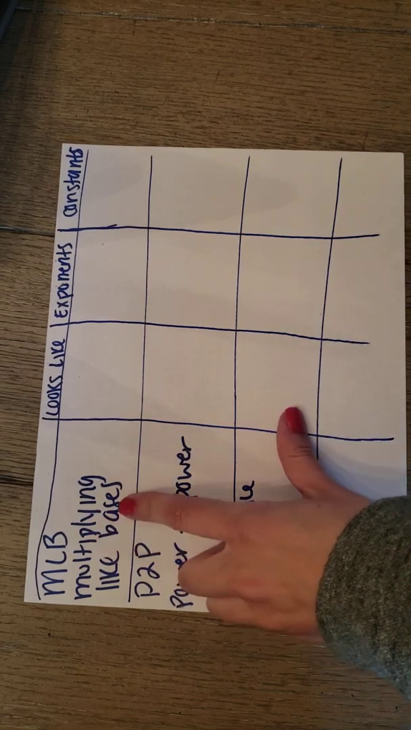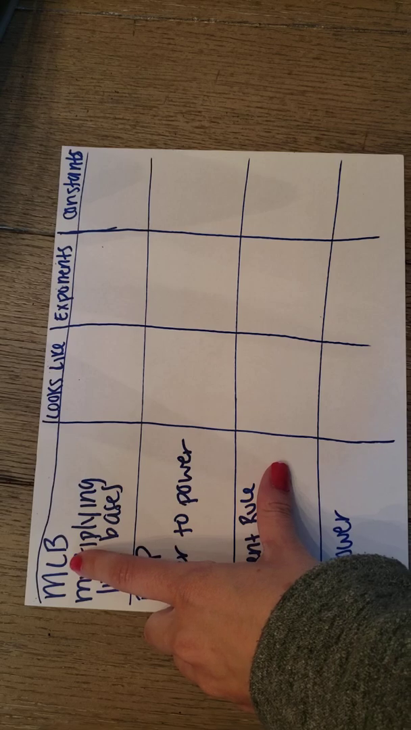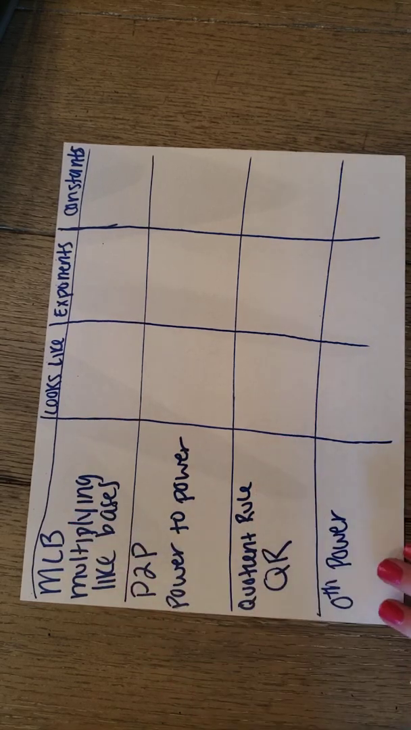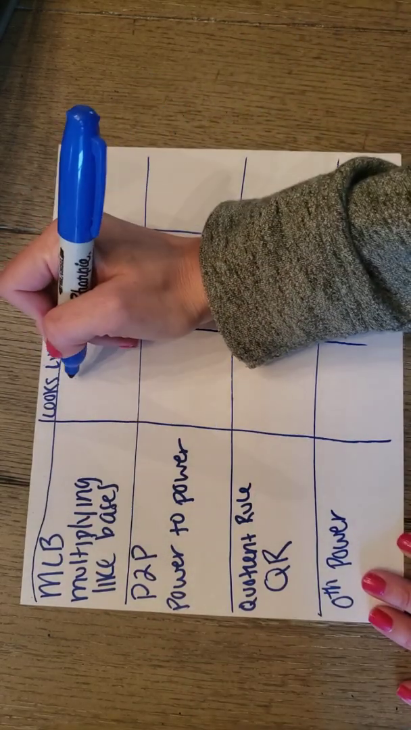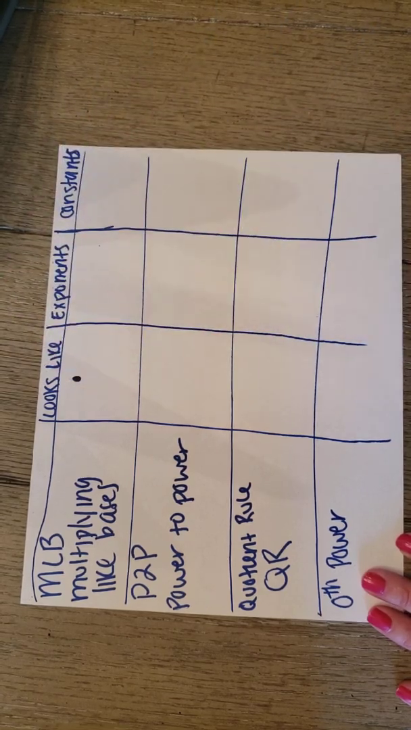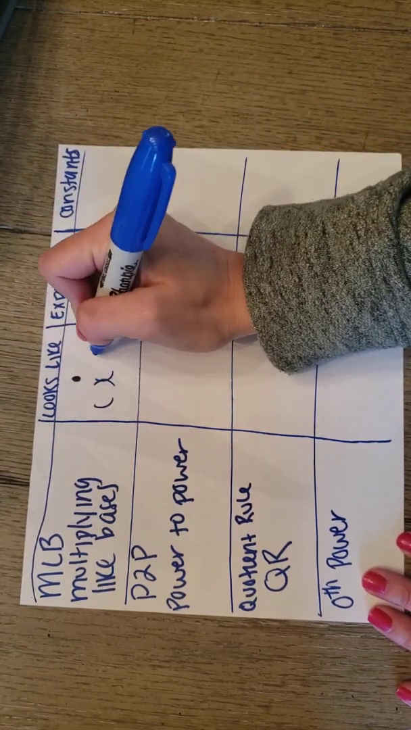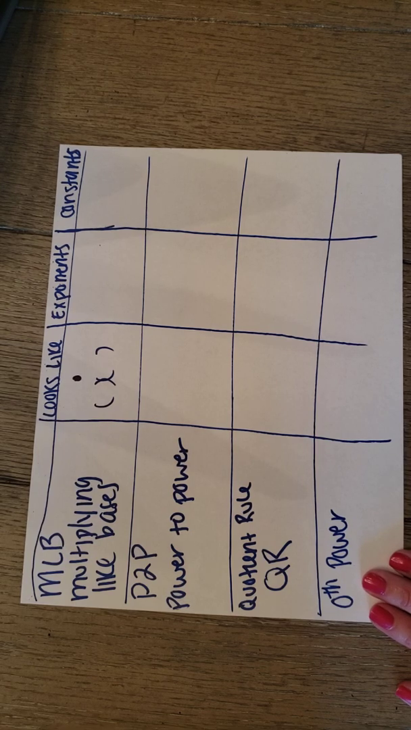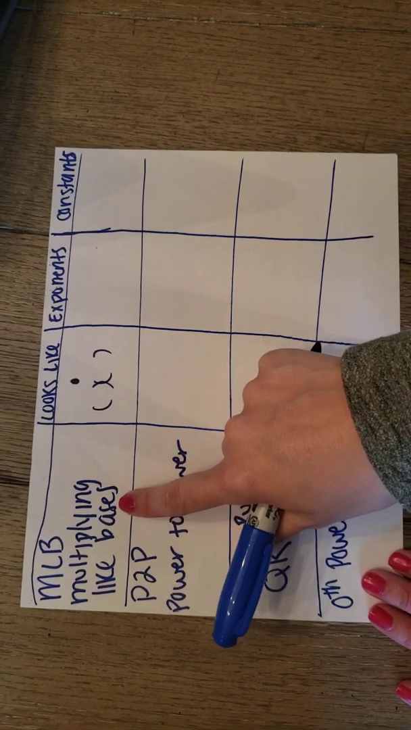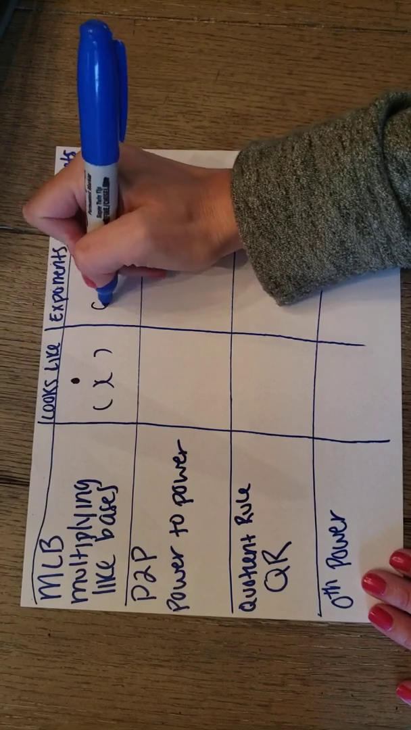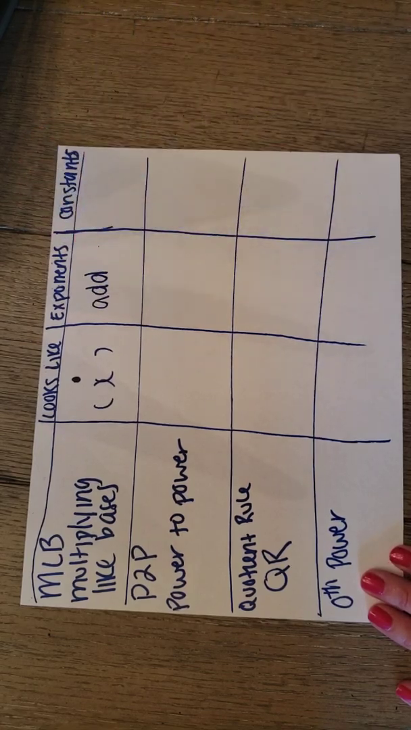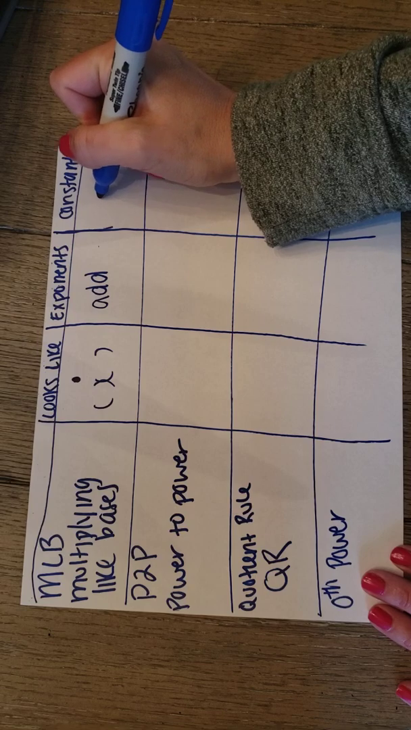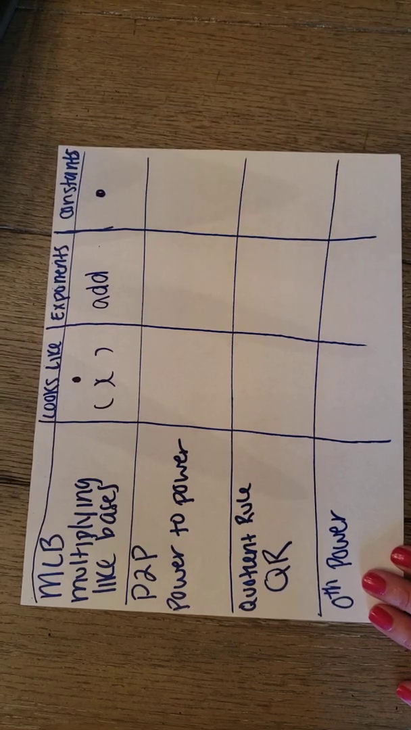So multiplying like bases, when I abbreviate, I'm gonna call it MLB. Multiplying like bases, you either have a dot or you have usually two sets of parentheses. Sometimes you do have one set, but other times you don't. When you're multiplying like bases, you add your exponents and you multiply your constants.